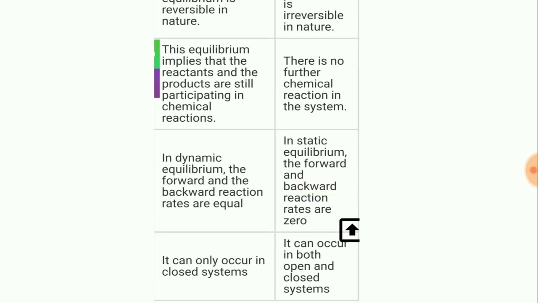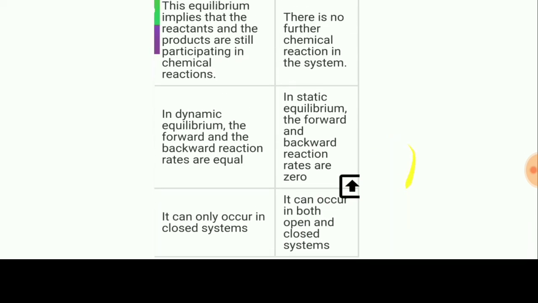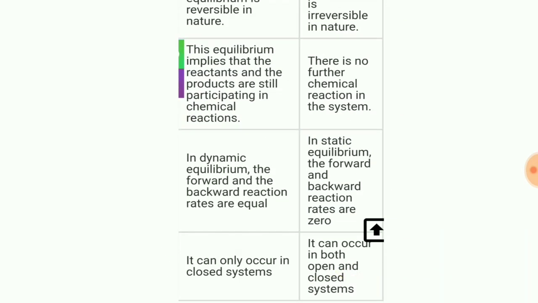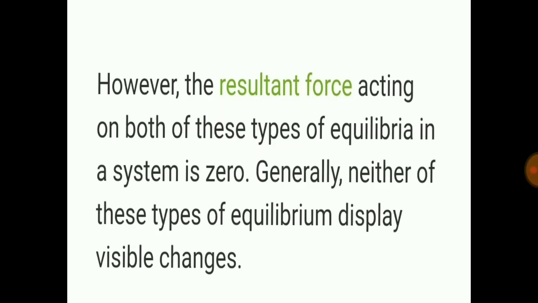Dynamic equilibrium takes place only in closed systems, and static equilibrium can occur in both open and closed systems. However, the resultant force acting on both of these types of equilibria in a system is zero. The net force acting on both types of equilibria, whether static or dynamic, is zero. Generally, neither of these types of equilibria displays visible changes.